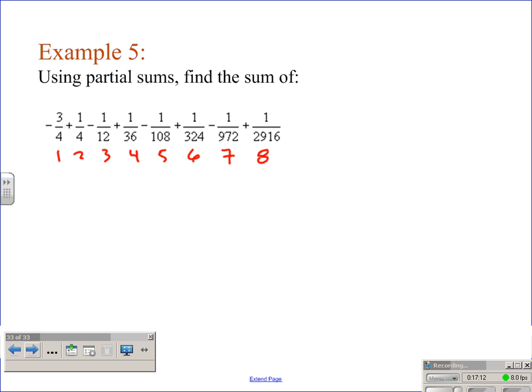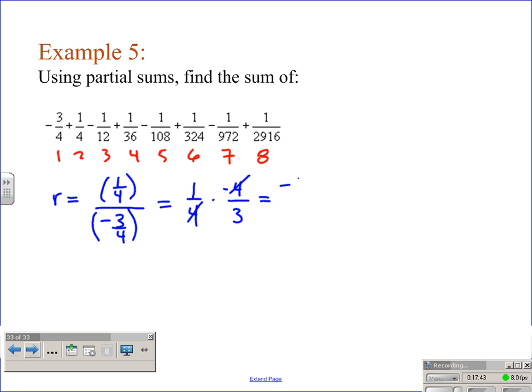So first of all, let's go through. We're working with 8 terms here. And we know that we are going to need to find our common ratio. To find our common ratio, it's going to be pretty easy this time because we've got consecutive terms. I'm just going to take my 1/4 and divide it by a previous term. You could choose any 2 values here. And you should notice that you're going to get a negative value because your signs are alternating here. So just a quick review on fractions. You've got your 1/4 times a reciprocal, so that's a -4/3. And those are going to cancel, giving us -1/3 as my r value.